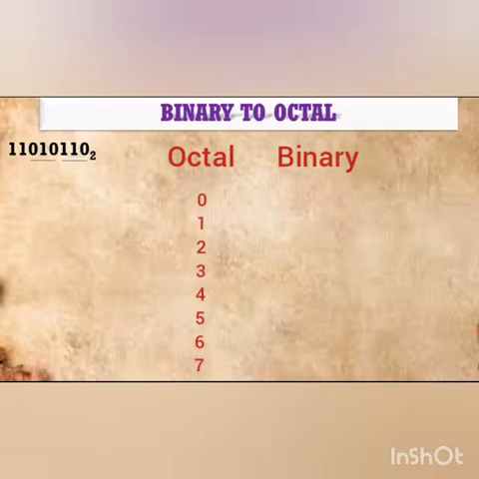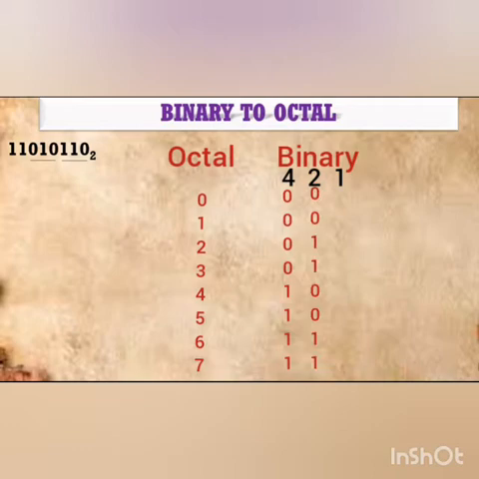So we have to write 4 0 4 0 4 0 4 0 for the 4 bit. Then for the 2 bit, 2 2 0 0 2 2 0 0. Next, for the 1 bit, 0 1 0 1 0 1 0 1. So this is the table of octal numbers and their binary equivalents.